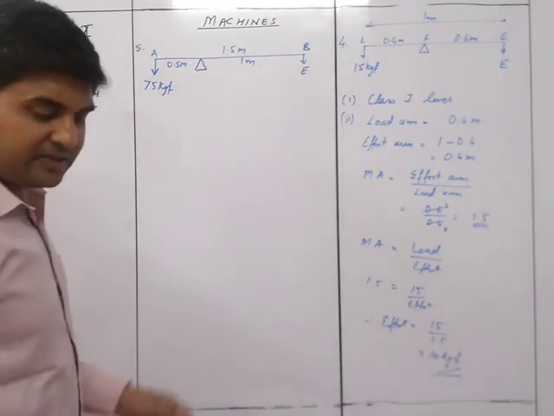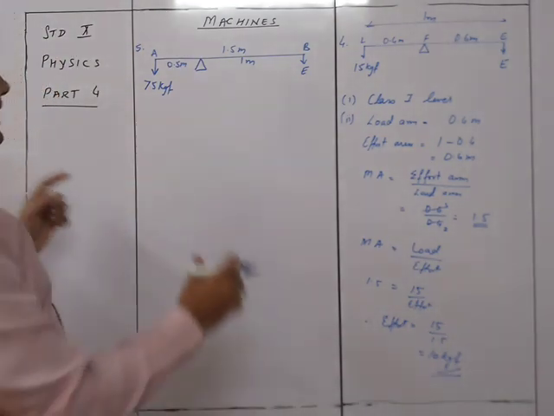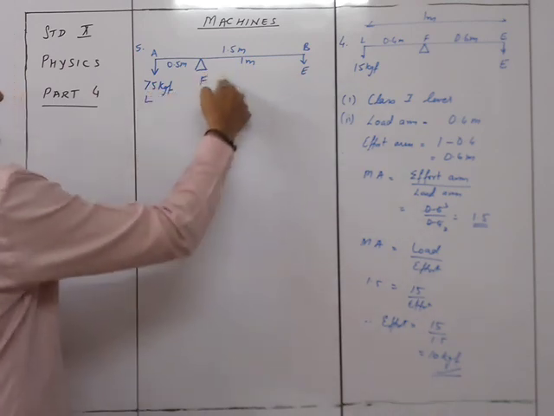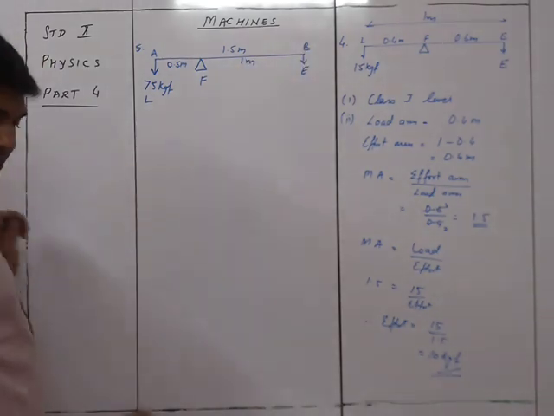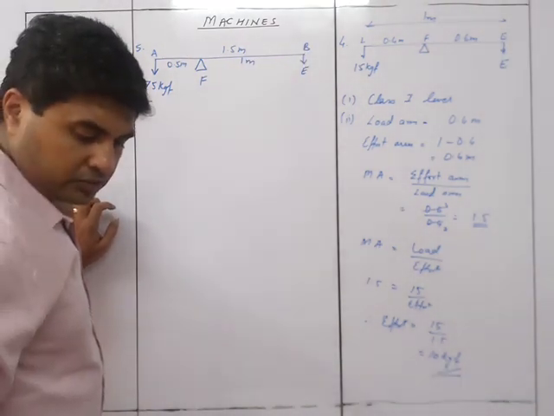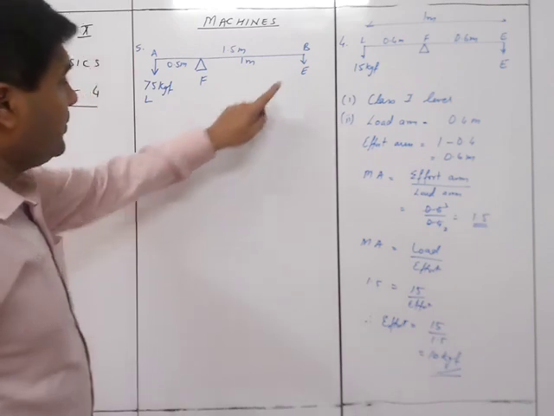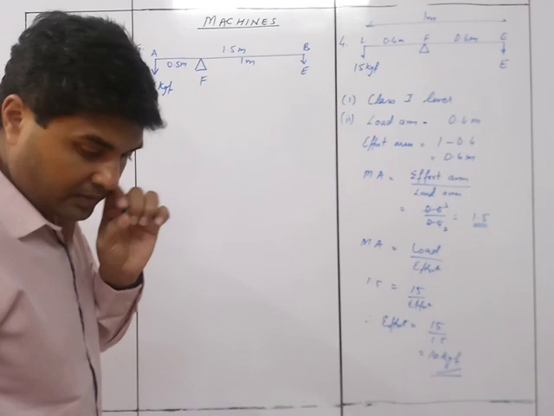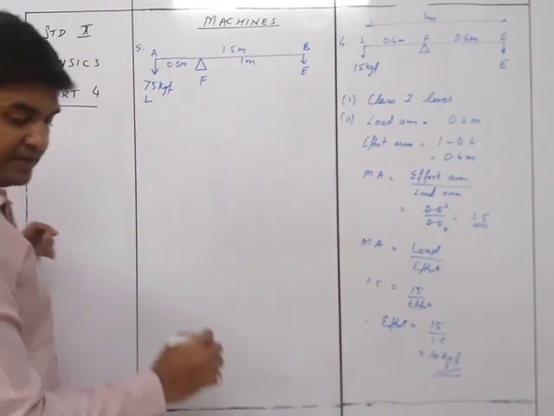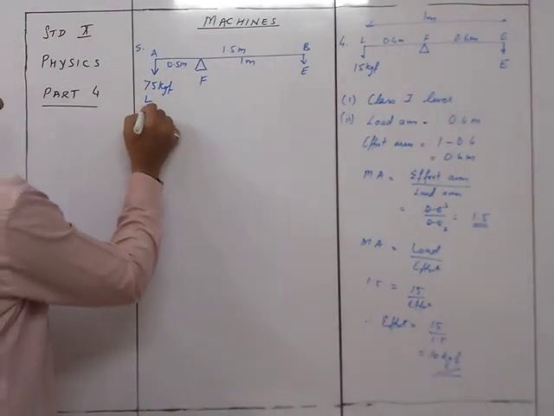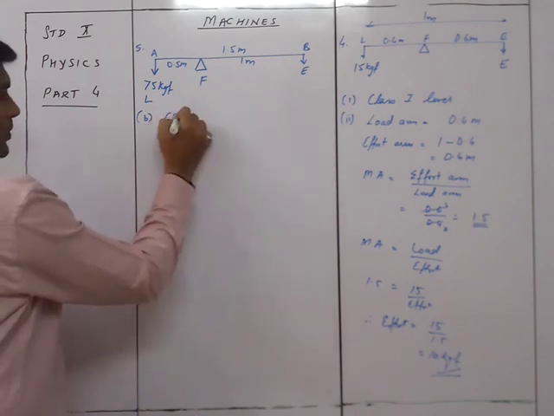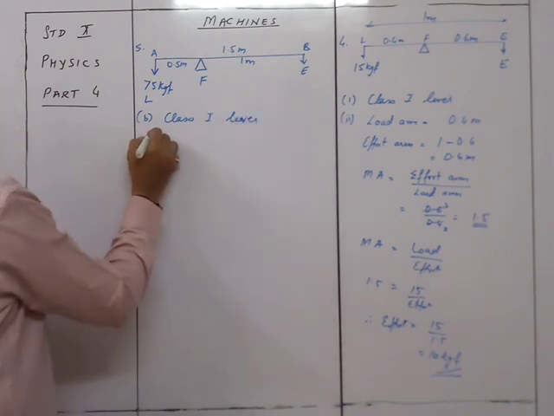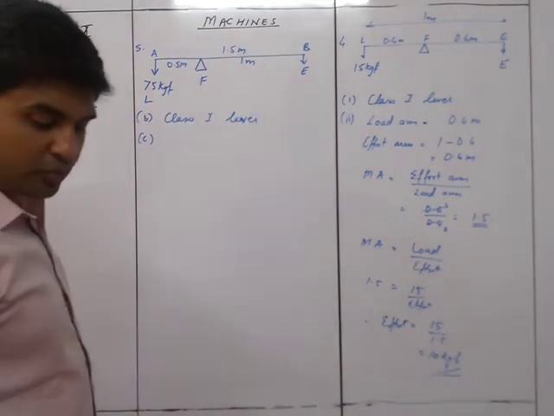So the first thing is you need to draw the diagram. The diagram is this way. This is the load, this is the fulcrum and this is the effort. 1 meter, 0.5, total 1.5. Now load and effort will be in their downward direction over here. Next, state the kind of lever. Because the fulcrum is in the center, it is a class 1 lever.